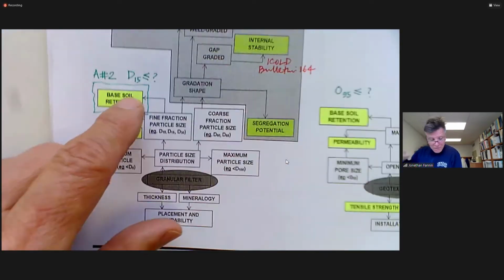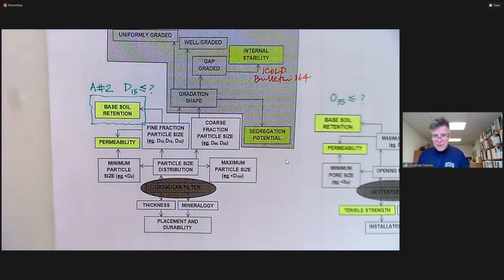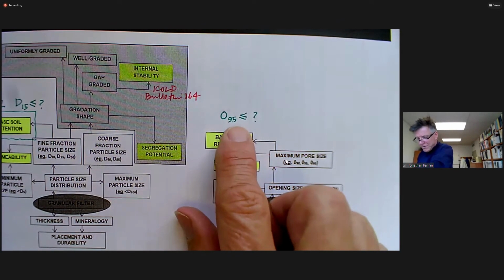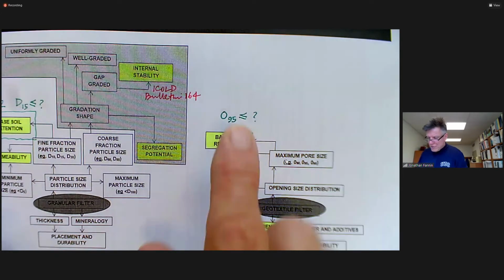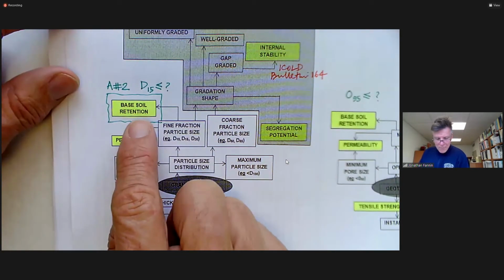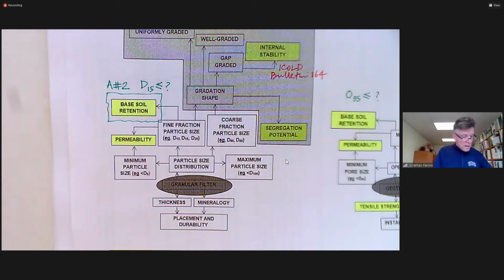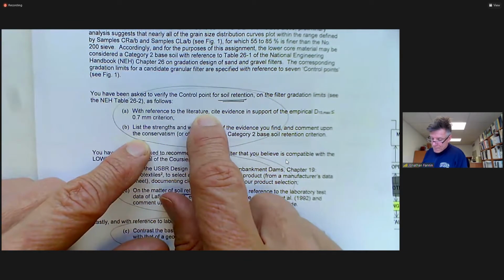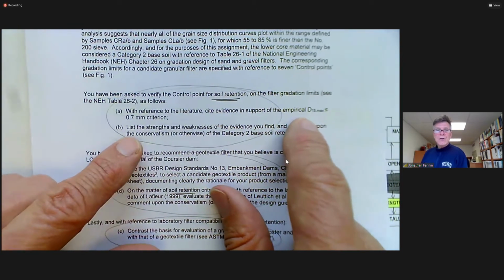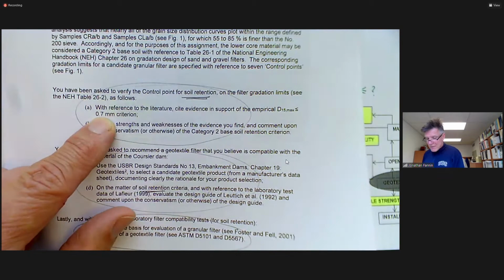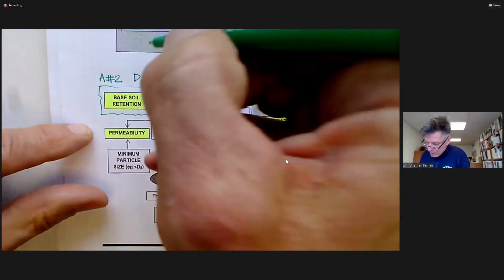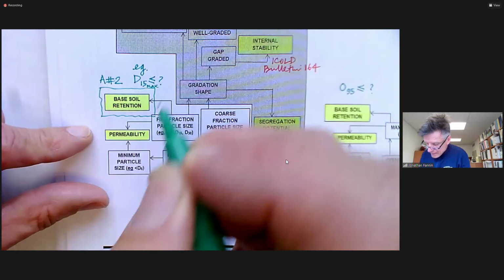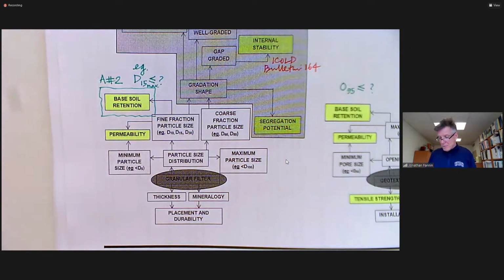O95 of the filter, and this would be D15 of the filter. Maybe I won't put a little subscript for that. But you see the parallels, and we're about to ask ourselves, how reasonable is it to have some confidence in this value? We're going to examine the origins of this, and it's instructive to examine the origins of the base soil retention. Okay, and so that's why I ask you in the homework assignment, with reference to the literature, cite the evidence in support of this empirical rule, D15 max, less than, in this case, 0.7 of a millimeter.